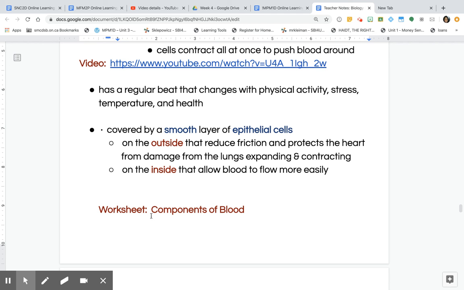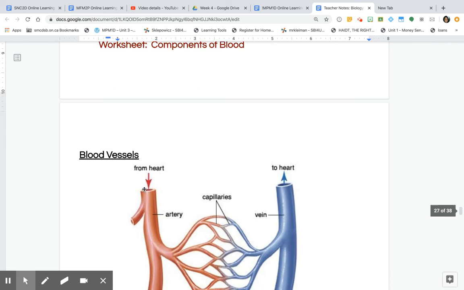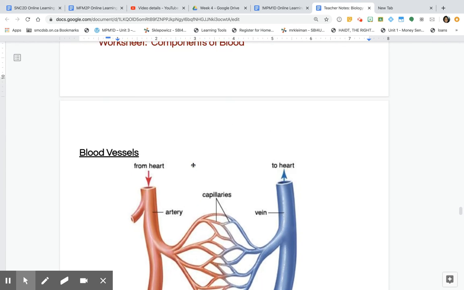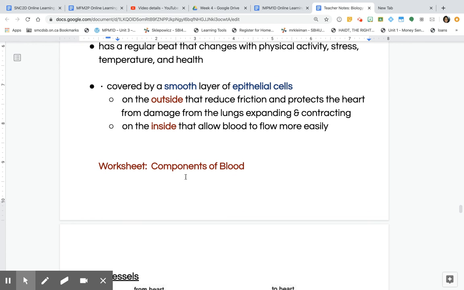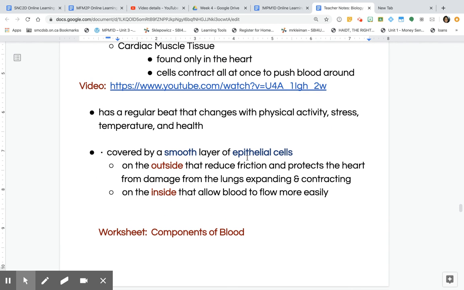Today's lesson is actually two parts because it's going to take a really long time to talk about the blood vessels and everything. So you're going to complete the worksheet, components of blood, for today's lesson. That's going to help round out that lesson so that you're doing that hour of work, or the 3 hours of work a week. Let me know if you have any questions.